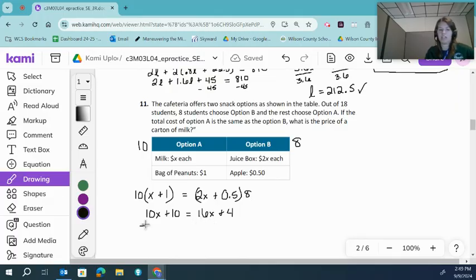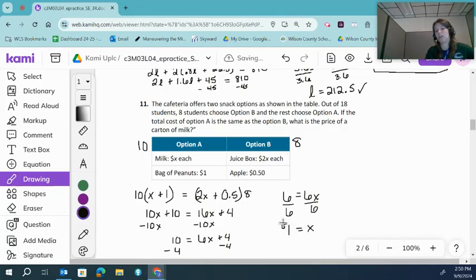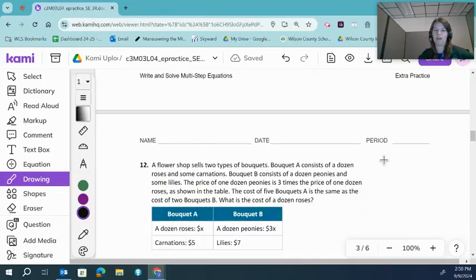Okay, combine my like terms, get my variables on both sides, utilizing my inverse operation. So I get 10 equals 6x plus 4, subtract 4 on both sides. That gives me 6 equals 6x. I divide by 6 on both sides. That means my milk costs $1. All right, let's do one more like that one.